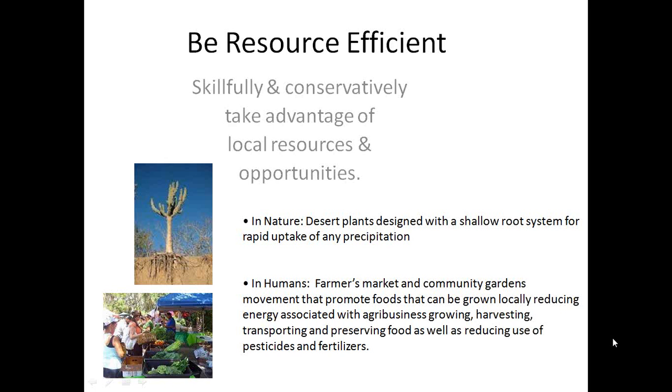And then a recent, well, it's not so recent, but it's a growing phenomenon, is the farmers market and community gardens movement, where folks are recognizing that they're going to get a lot better tasting food that's not treated with pesticides, and the amount of fertilizer is significantly reduced, by growing in smaller plots in these community garden type settings. And so, especially in Durango, we're seeing a lot of growth in this area. So that's our example there. If you want to pop on to the next slide.